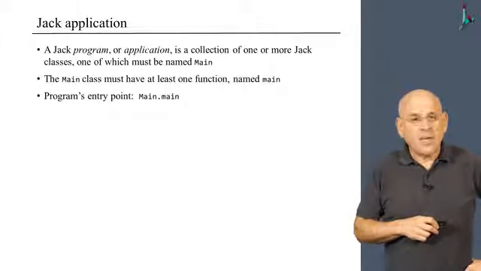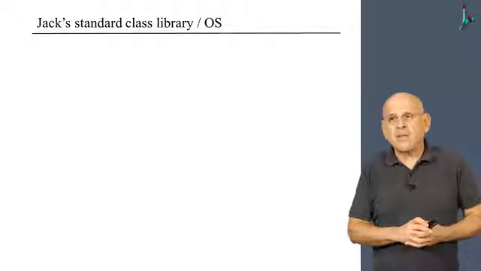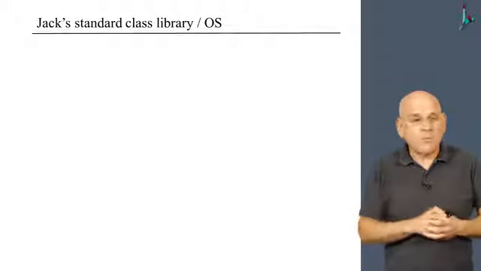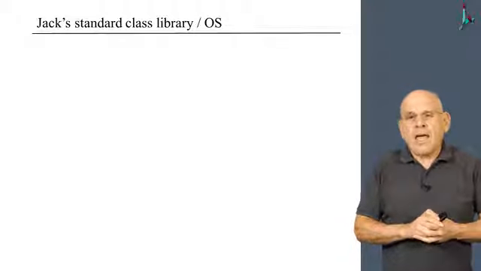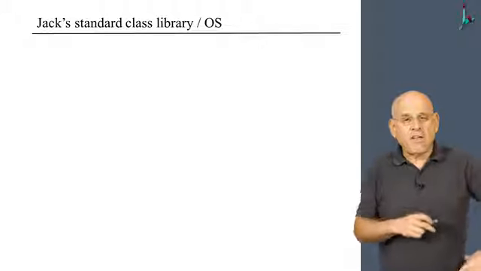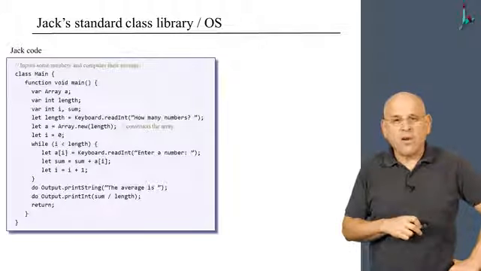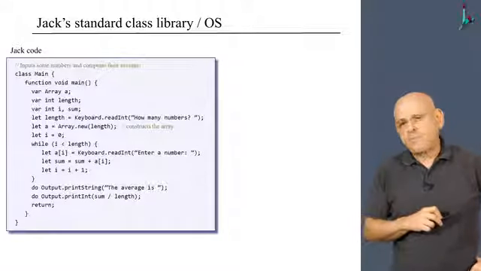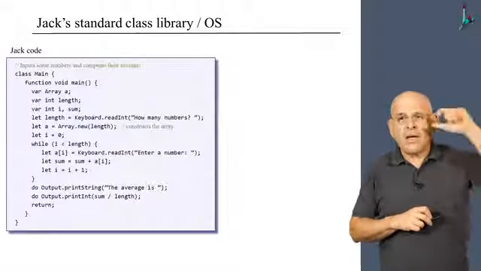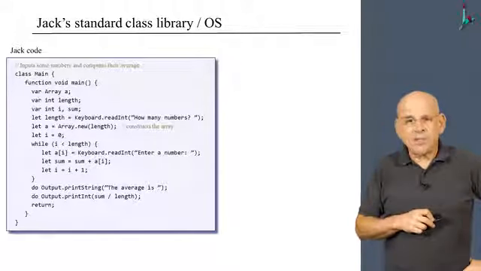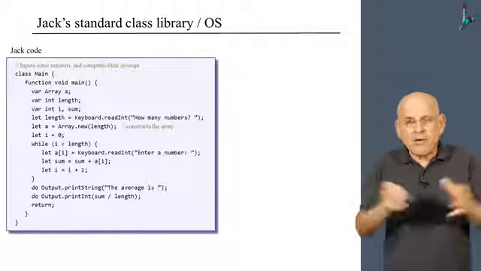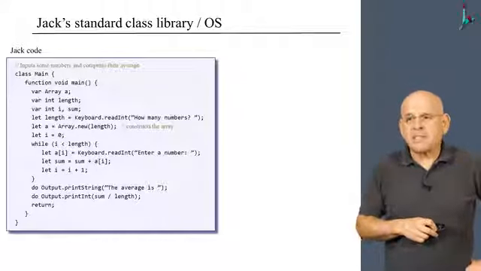And finally, I want to say a few words about the support library that comes with Jack, which is similar to the support library that comes with Java, at least in principle. And here's the very same code example that we used all along. And if I look carefully at this code, I see that it has many calls to OS routines. And this is very natural in Jack as well as in other high-level object-oriented languages that work tightly with some operating system layer that surrounds them.